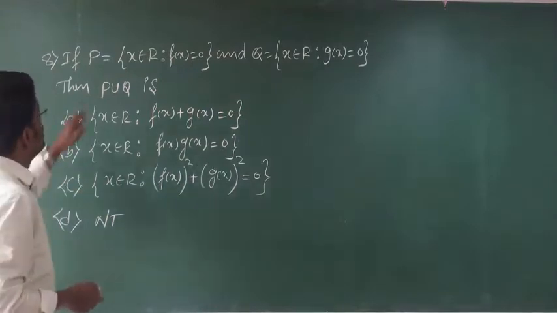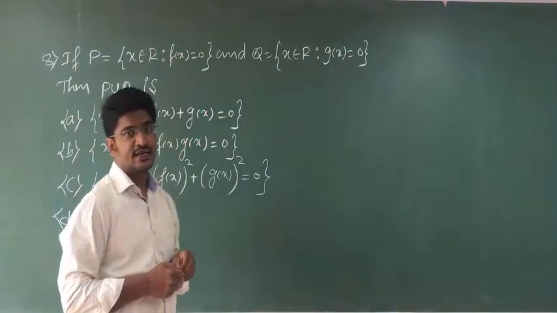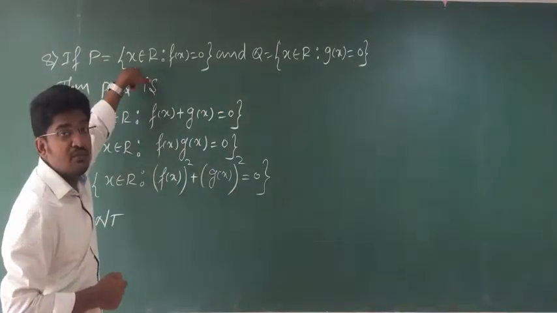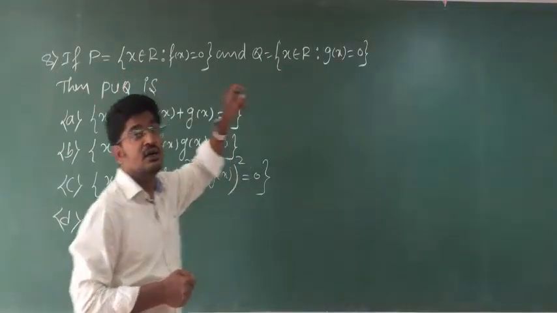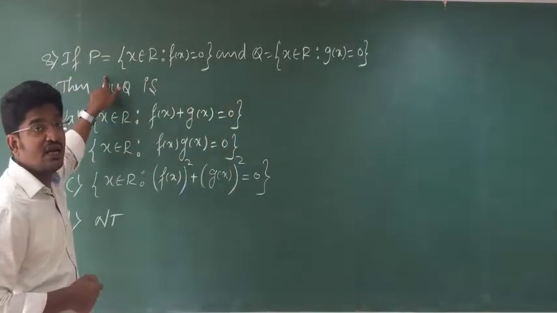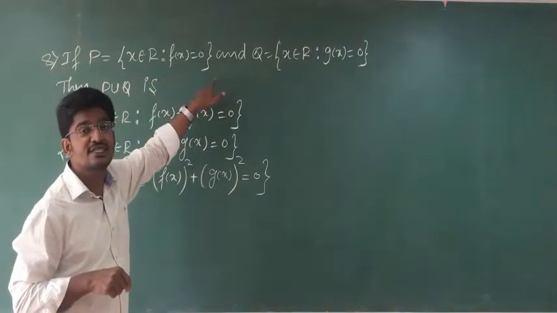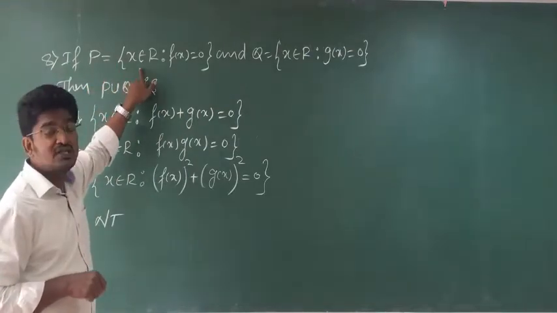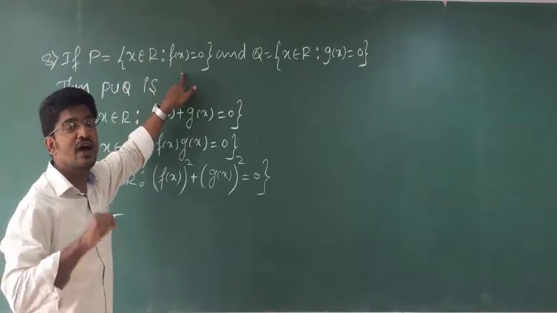See here, if P is one set and Q is another set, what are the elements in P? Elements in P are the real numbers. Elements in Q are also real numbers. But in the set P, the real numbers which make the function f as 0.